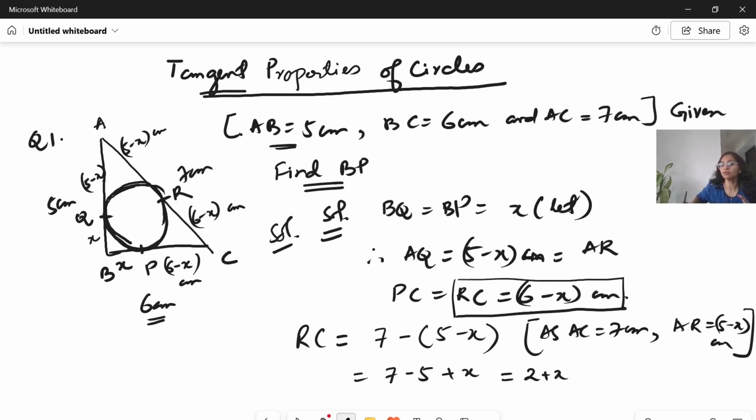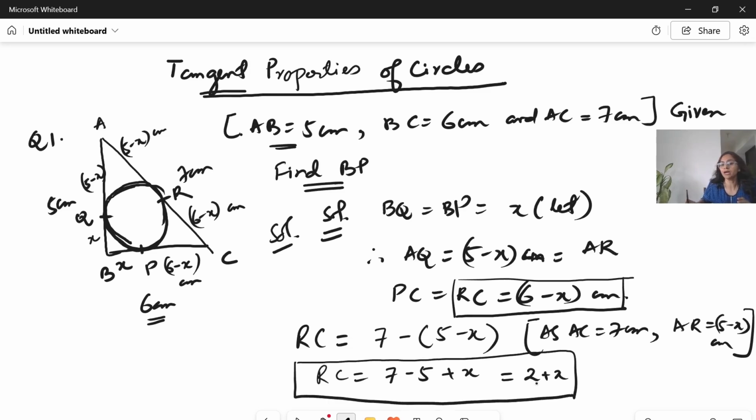So what will we do? We will now equate. On one side we have got 2 plus X, and on the other we have got 6 minus X. So we will equate. Therefore 6 minus X equals 2 plus X, and let's solve it now. So 6 minus 2 equals 2x, and 4 equals 2x. Therefore X is equal to 2 centimeter.